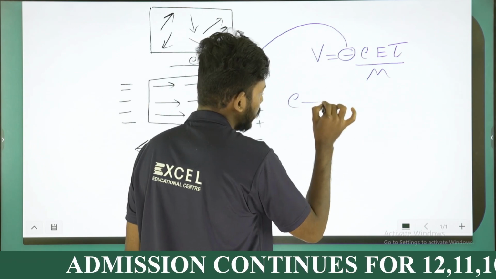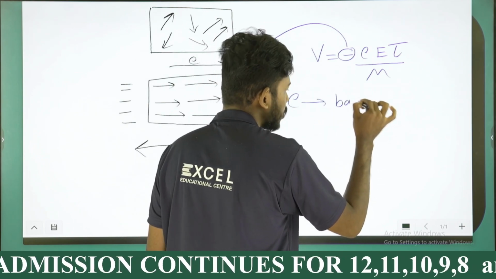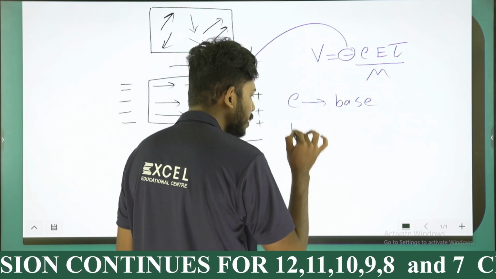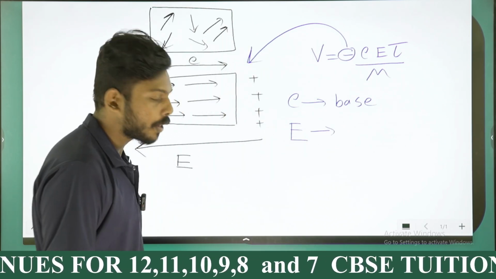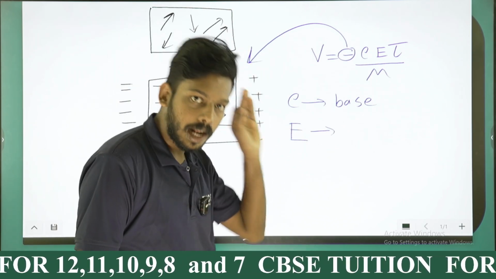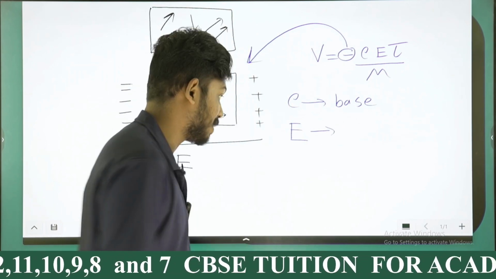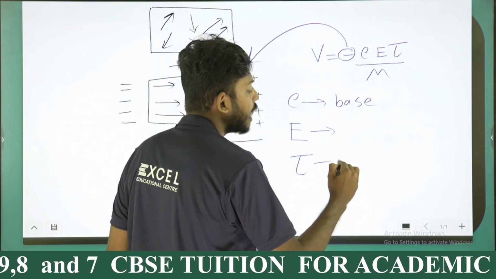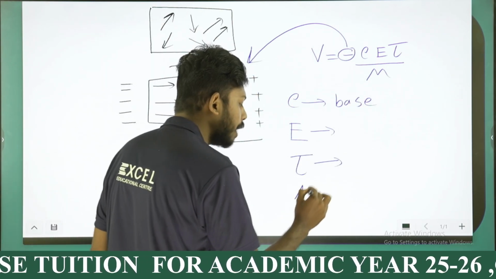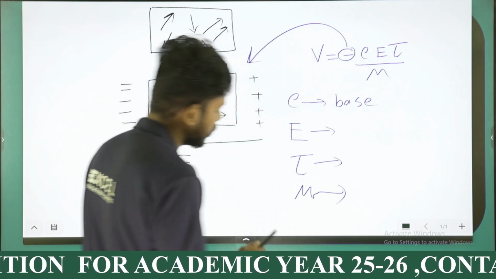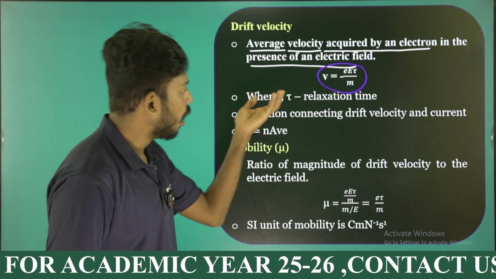What does small e mean? It means the base charge. What is capital E? Capital E means the external electric field. You have to remember that it's actually the external electric field. What is tau? Tau is the relaxation time, and m is the mass. So here we have the relaxation time.